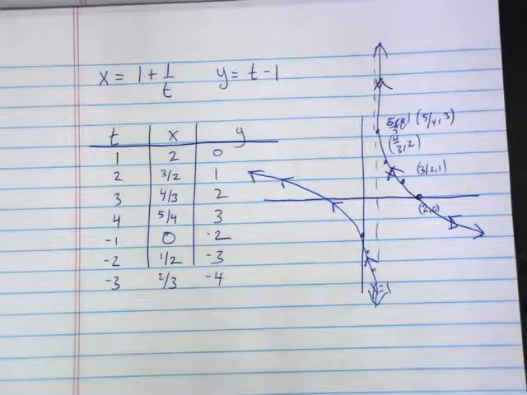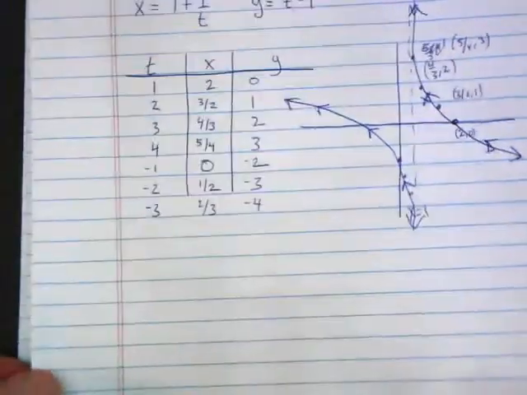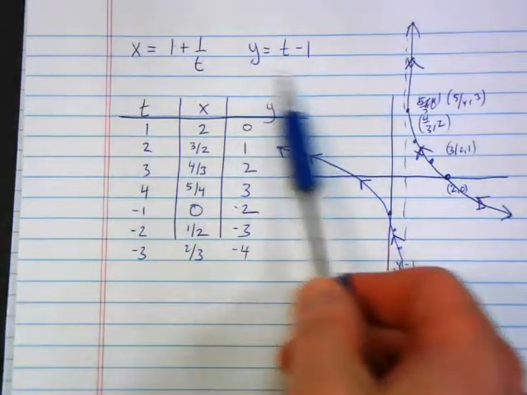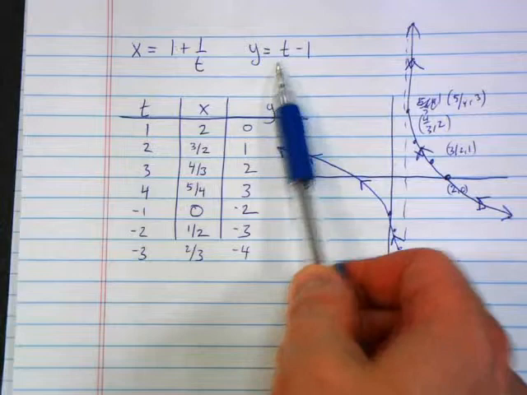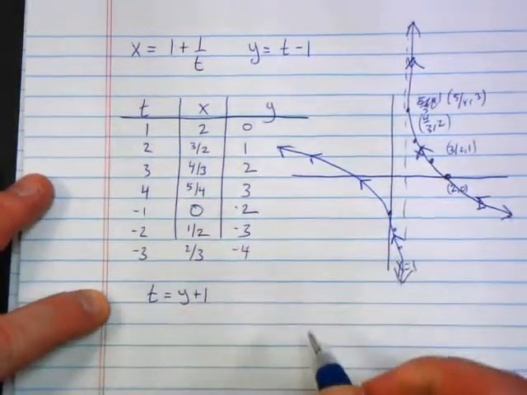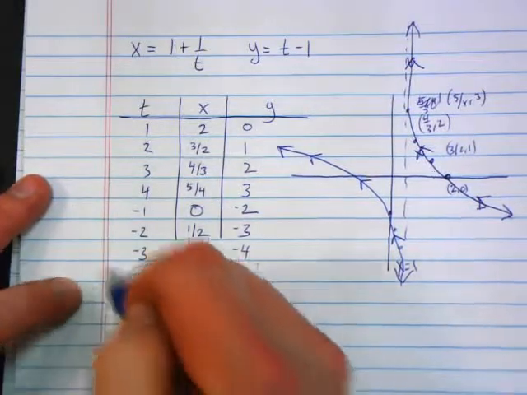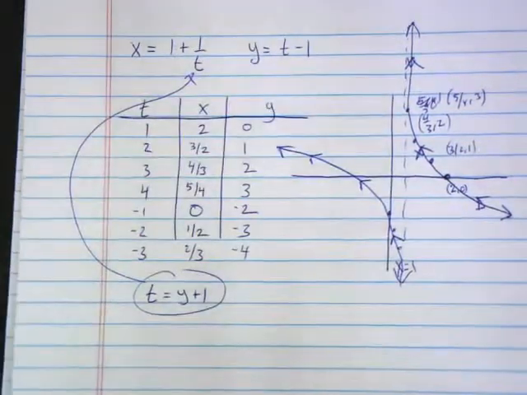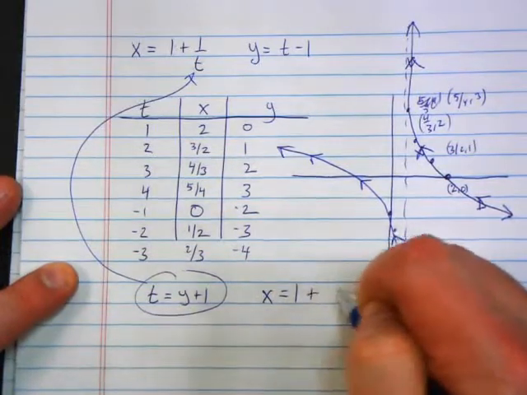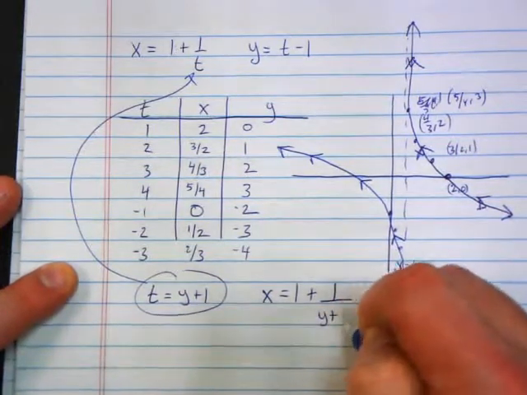Okay, how would you eliminate the parameter on this one? Same way as last time, but this time I think it's easier to get the t all by itself here, isn't it? So I think I would write t equals y plus 1, and then take that and plug it in there. So x equals 1 plus 1 over y plus 1.